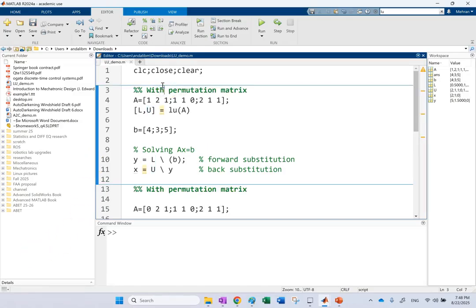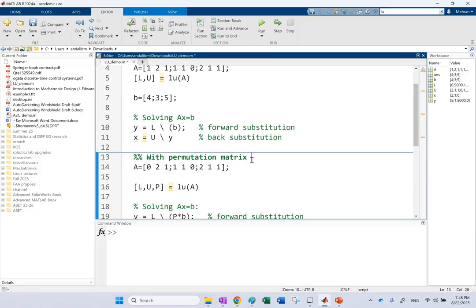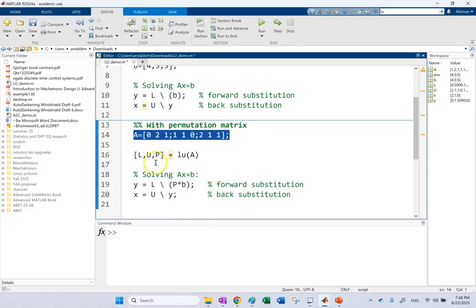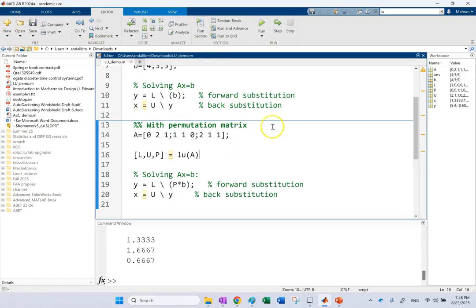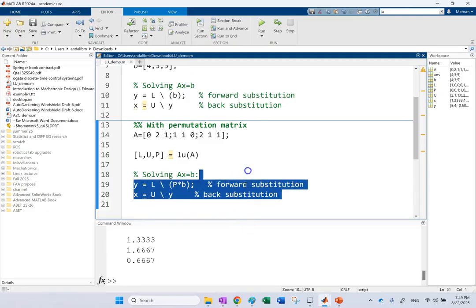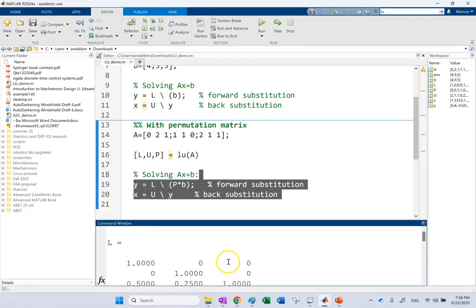Okay, so here I added the version with the permutation matrix for you. This is that secondary case, and I get L, U, and P, and I can show all of them, and I'm going to show you the final solution X. So let me run this portion of the code for you. Okay, and this is that portion of the code. So this is your L. Now look this time.